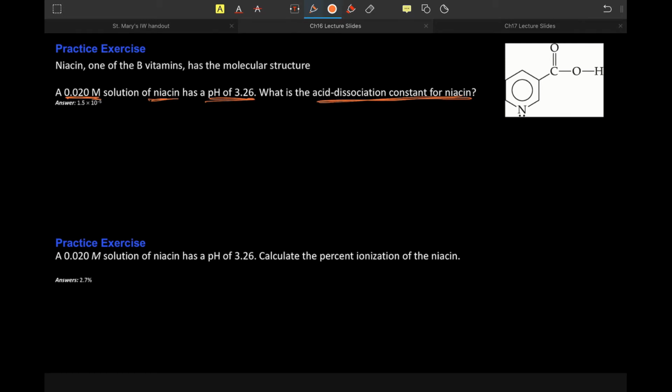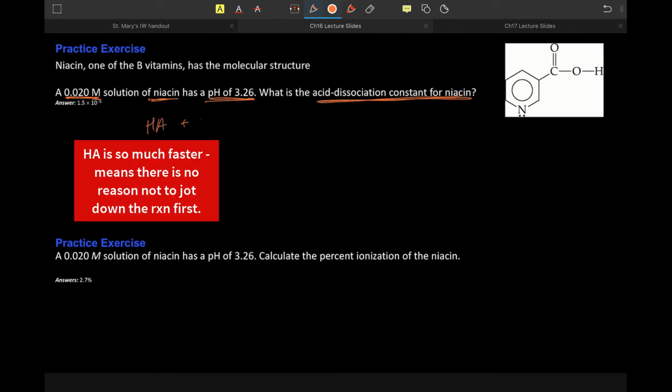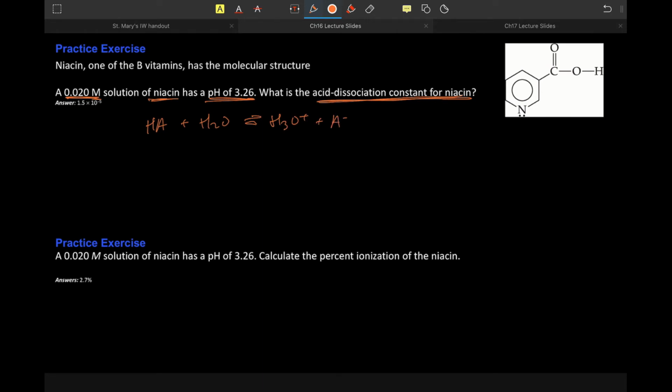So what seems like a great place to start? Ding, ding, ding, write the reaction, right? So we have our niacin, which we are just going to symbolize as HA plus H2O gives us H3O plus plus A minus, okay? Now, let's see what we know.